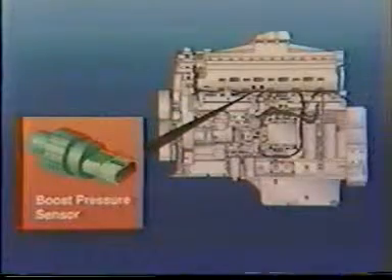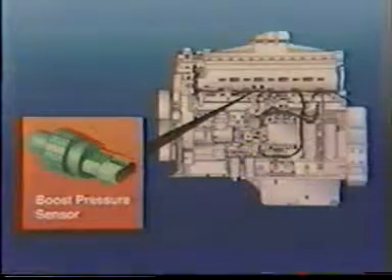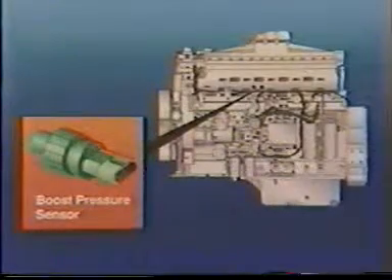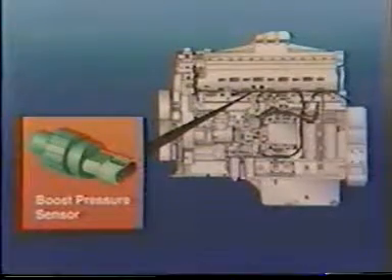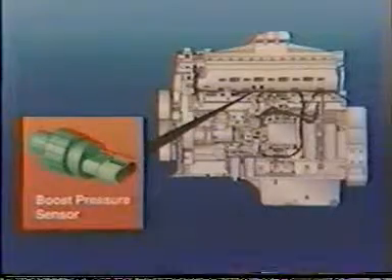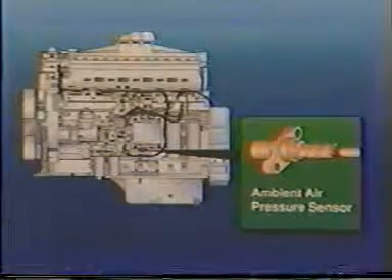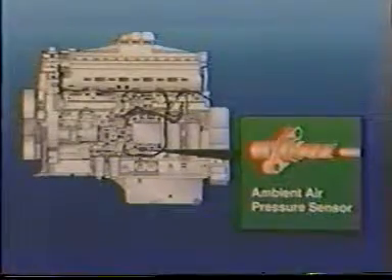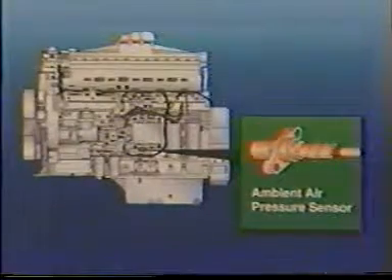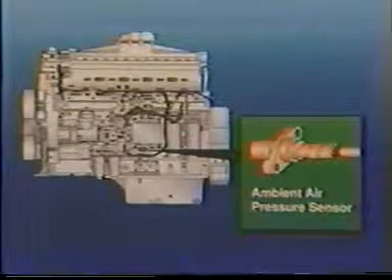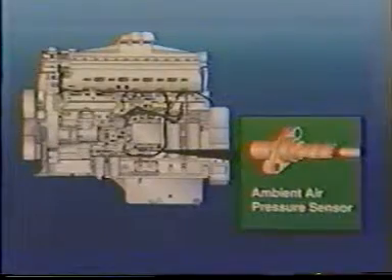The boost pressure sensor is mounted in the aftercooler housing and measures air inlet pressure after the turbocharger. The information this sensor obtains is utilized by the ECM to determine accurate engine fueling. The ambient air pressure sensor is mounted on the fuel control valve assembly below the ECM. The ECM utilizes the information received from the sensor to make decisions for engine protection. In high-altitude operation, the engine is derated to prevent turbocharger overspeed.